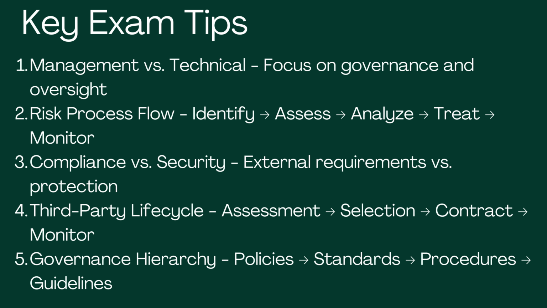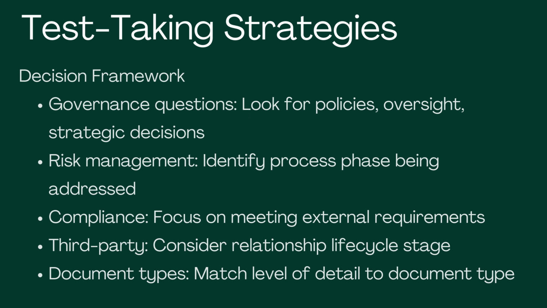And understand that compliance is about meeting external requirements, while security is about protecting the organization. They overlap, but they have different drivers and objectives. Third-party risk management follows a life cycle of assessment, selection, contracting, monitoring, and termination. Each phase has specific activities and controls. Understand the relationship: policies that are high level, standards with specific requirements, procedures that are step by step, and guidelines that are recommendations, as each serves a different purpose.